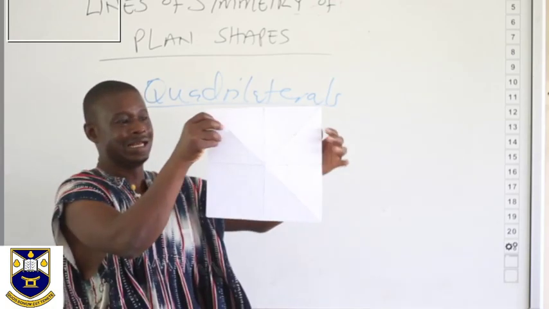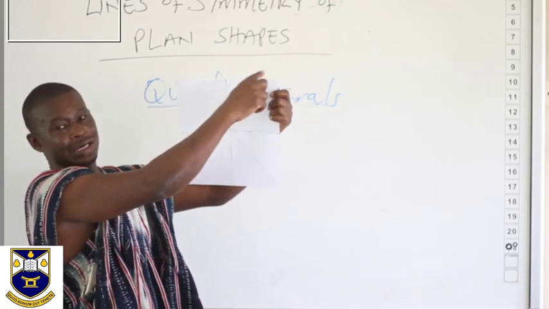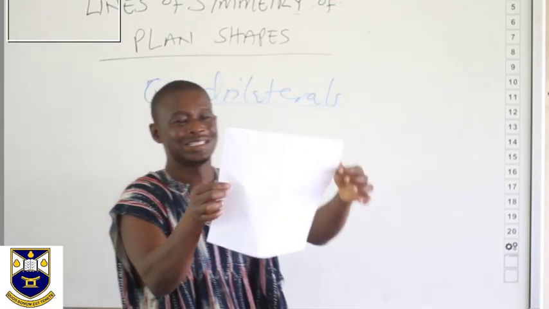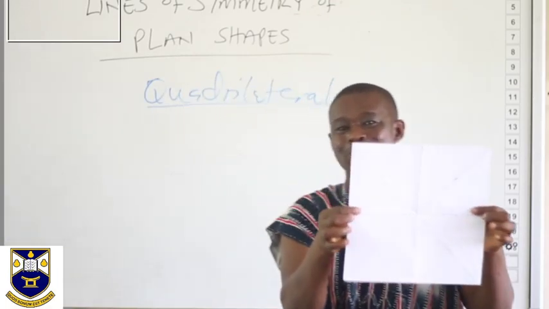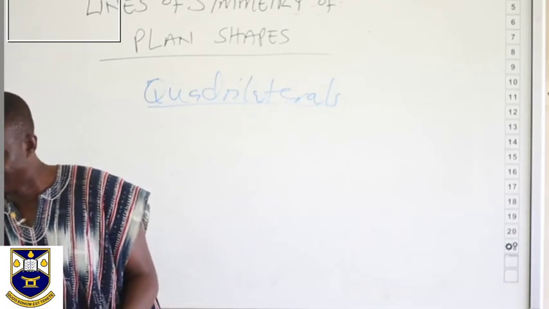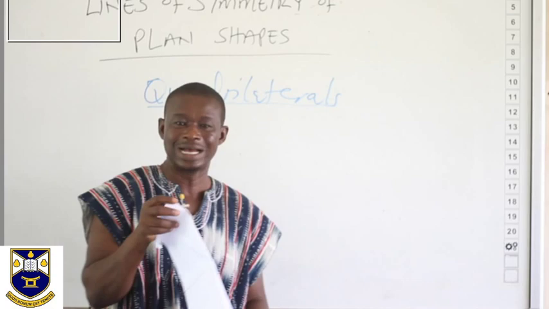A figure like this is a square. All the sides are equal. So this is a square. We also have other quadrilaterals. We have what we call a rectangle.